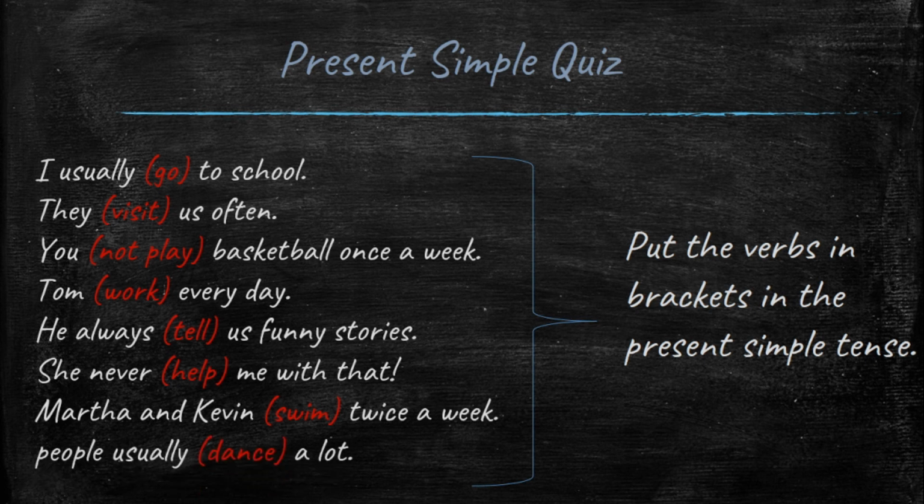And finally, people usually dance a lot. Here again we have people, which is a plural, an irregular plural, even if it looks like a singular noun, but it is treated as plural. So we don't say people usually dances a lot, we say people usually dance a lot.